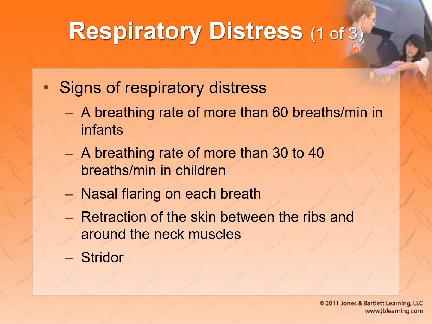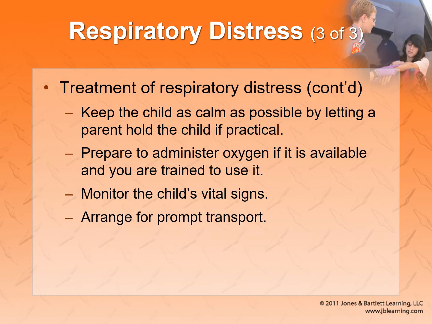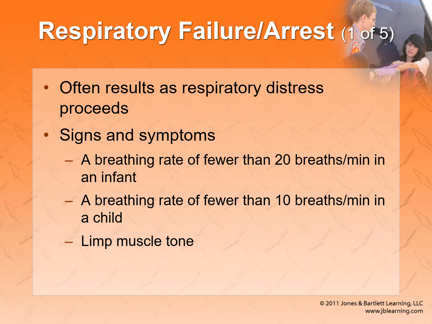Okay, respiratory distress: a breathing rate of more than 60 is pretty fast for infants, or a breathing rate of more than 30 to 40 for children. So there's a slight difference there, but either way, that's not good. That means the body's trying to catch up with something. You might see them cyanotic, kind of blue and gross. Altered mental status, they might be kind of combative. Try and determine the cause, because remember, these guys can go down pretty quick if it's a respiratory issue. Usually the child is sitting up, but really, however the patient wants to sit, if he can breathe, it is good. Keep the patient calm, administer oxygen, take to the hospital.